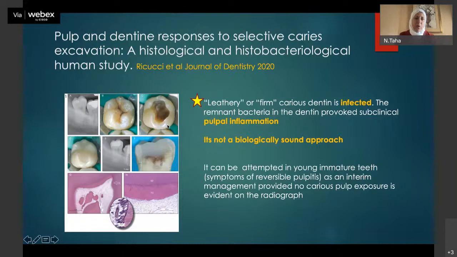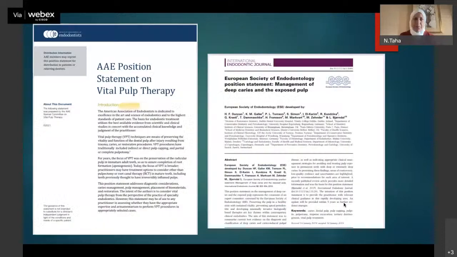The only case where I will attempt IPT is actually in young, immature teeth with symptoms of reversible pulpitis. And this procedure will be interim management until we get complete root formation and we can do further advanced procedures.